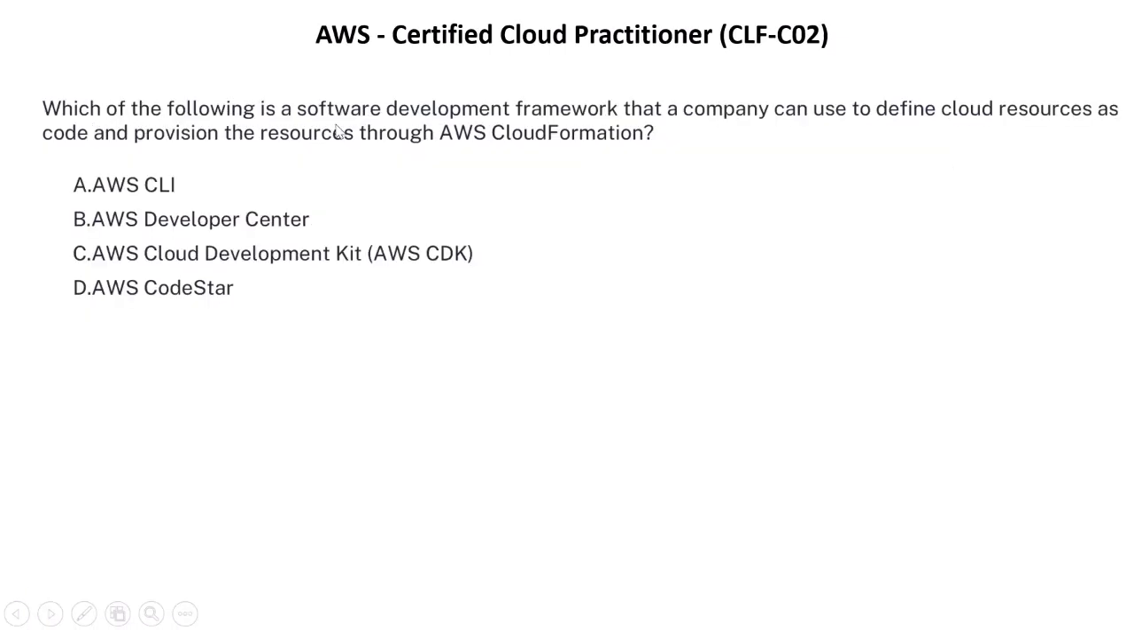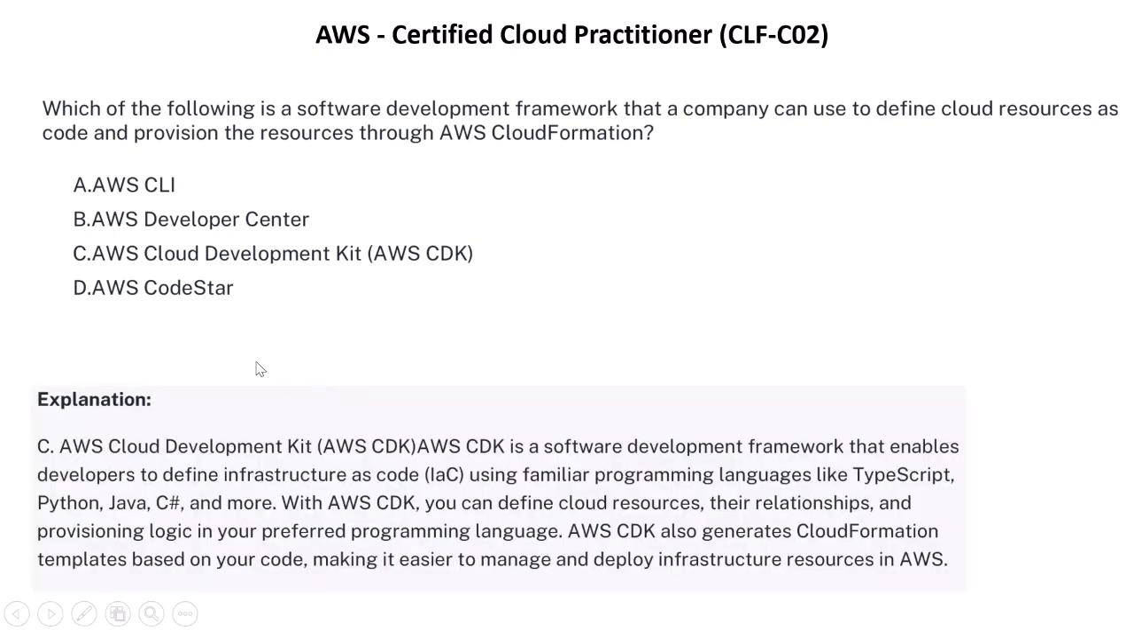Which of the following is a software development framework that a company can use to define cloud resources as code and provision the resources through AWS CloudFormation? The options are option A, AWS CLI, option B, AWS Developer Center, option C, AWS Cloud Development Kit, AWS CDK, option D, AWS CodeStar. The correct answer for this question is option C, AWS Cloud Development Kit.